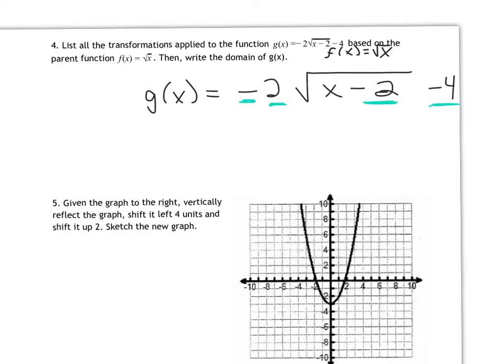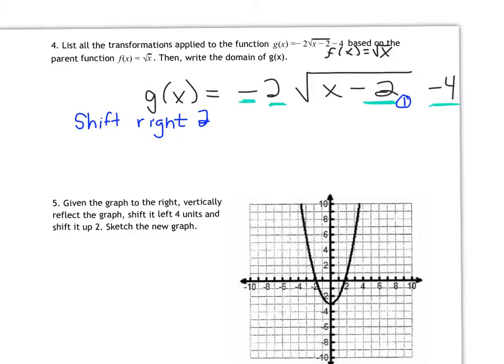So the first one, always work inside the function first. So I would start with this guy first. This would be my first one. It's x minus 2. Now inside the function always moves the graph left or right, and it's always the opposite sign. So since this is minus, my first transformation would shift to the right by 2 units. So if I think of my original square root function, I'm going to move it right 2 units. The next one I do, there's nothing else inside the parentheses.